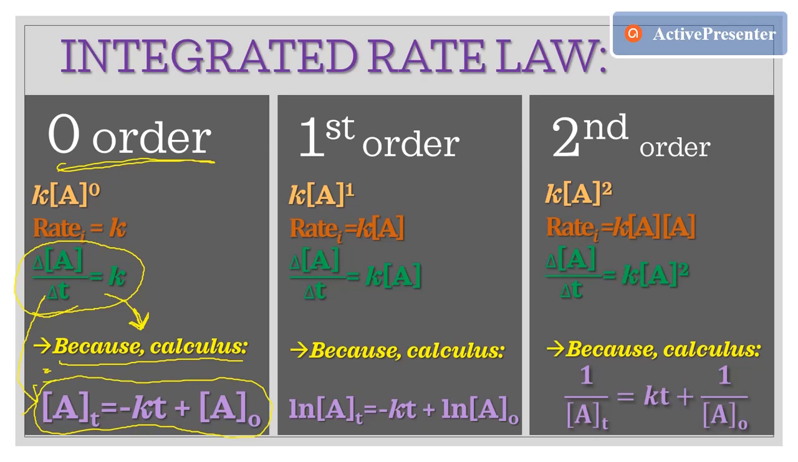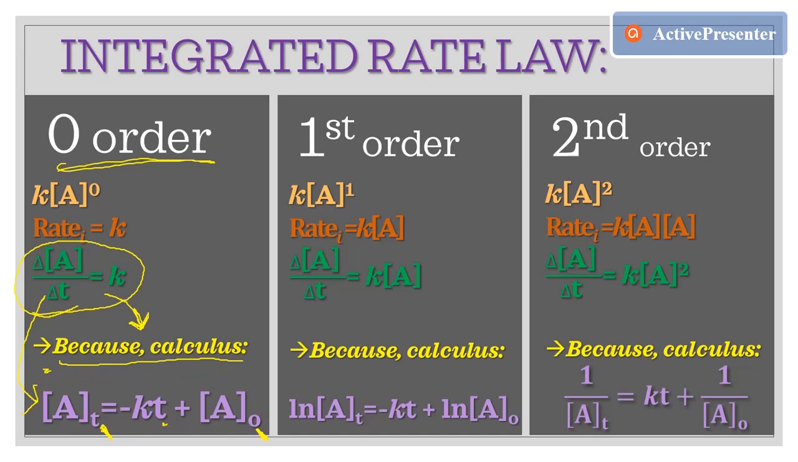So the concentration of A at T, which is time, which is the final time, remember final minus initial, equals negative K times time plus the concentration of A, and this O is for original. That's not the same thing as zero order. Zero order, it would be written up here.